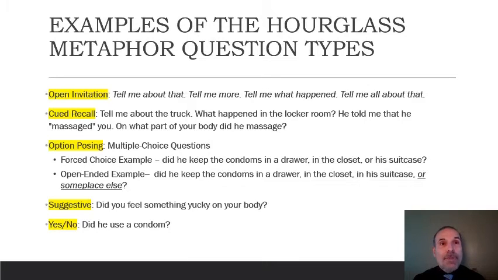What are some examples of cued questions? Cued recall. Tell me about the truck. You see, I'm putting a word in there, I'm putting some information in there. It's somewhat suggestive, mildly suggestive. It doesn't tell the answer. It just suggests that something may have happened in a truck. So that's cued recall. We're cueing the child with the word truck. Here are some other examples. What happened in the locker room? The cue there is locker room.